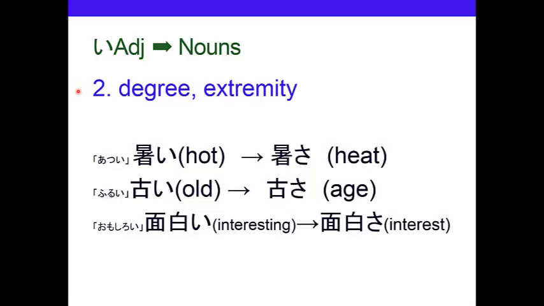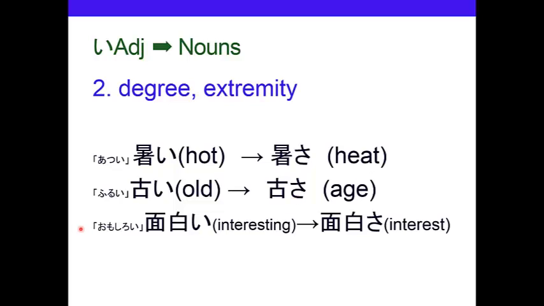So now looking at the second dimension of converting e-adjectives into nouns in Japanese. So we're looking at degree and extremity. So to begin with, we have atsui. Atsui means hot. Same process, taking off the i, adding on sa. Atsusa is talking about heat. Next we have furui. Furui means old. Again, taking off the i, adding on sa, furusa. So that's talking about the age of something, the oldness, I suppose.